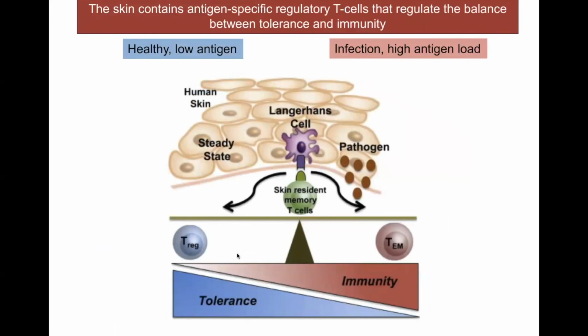So what we see is that in normal, healthy human skin, we have very low levels of antigen. We have our Langerhans cell, and we have a balance between our regulatory T cells, which of course is tolerance. Tolerance is the absence of an immune reaction. And we have our T effector memory cells, which of course are effector cells in immunity. So in a healthy condition, those two competing activities balance each other out. We have homeostasis. Now, as soon as we have infection, of course, this balance changes. In the presence of an infection, a pathogen, we start to see the T effector memory response predominate.